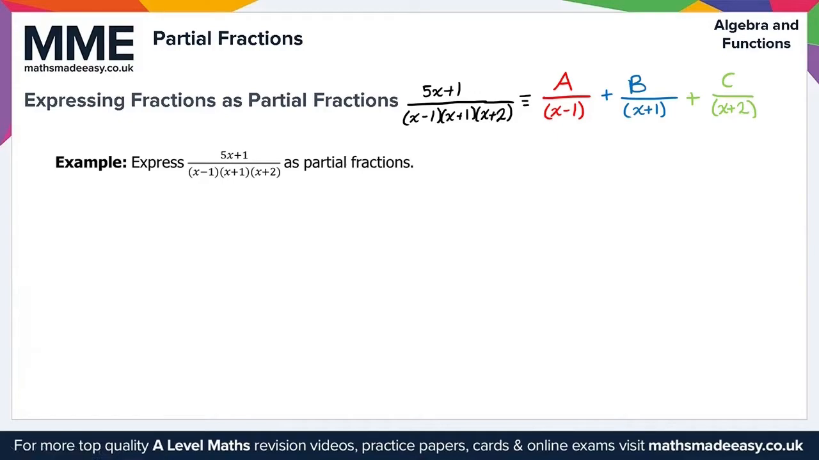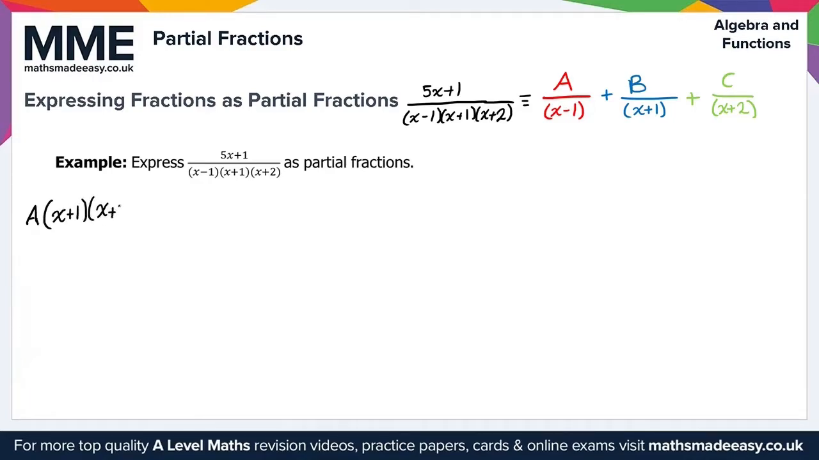Now here, we've got it in the correct form, so all we need to do now is get the right hand side over a common denominator. So all I'm going to do is simply take A here and times it by the remaining denominators, so that would be A times by x plus 1 times by x plus 2. We'd repeat that with this B, so it's going to be B times by x minus 1 times by x plus 2, and finally we repeat that with the C here and times by x minus 1 and x plus 1.